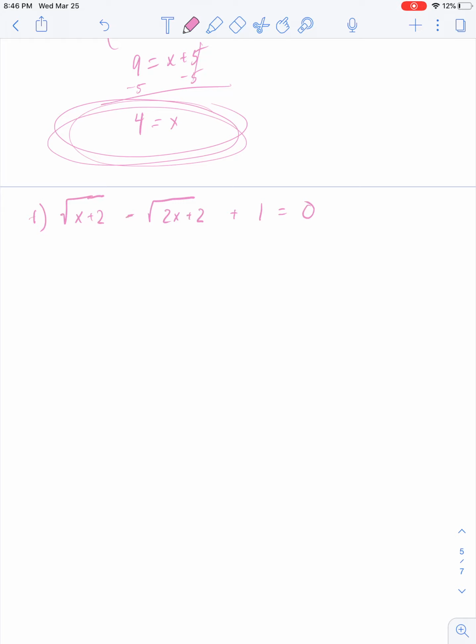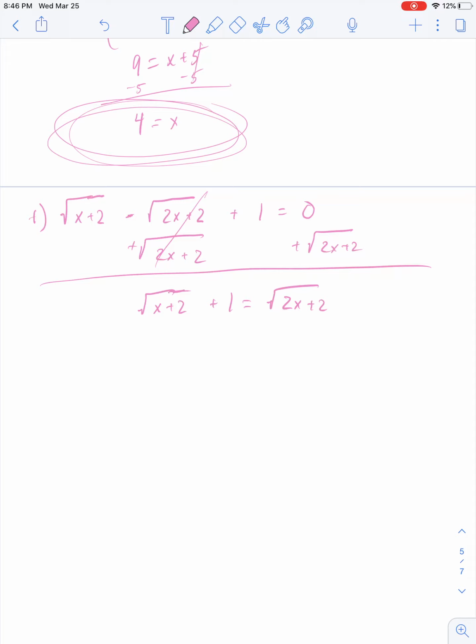So I don't like this minus sign, I'm going to get rid of it. How about I add the square root of 2x plus 2 to both sides? Add the square root of 2x plus 2 to both sides. More than one way of doing it. I'm just doing it this way here, but you could approach it a different way as well, and it should work out. I'm kind of switching it up. This time I'm putting my radical by itself on this right side, opposite to the previous example.